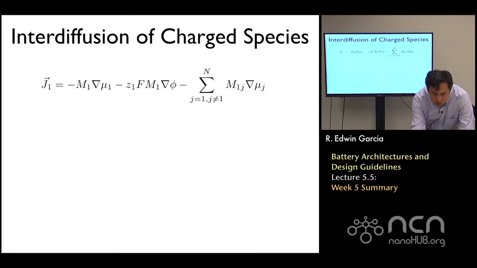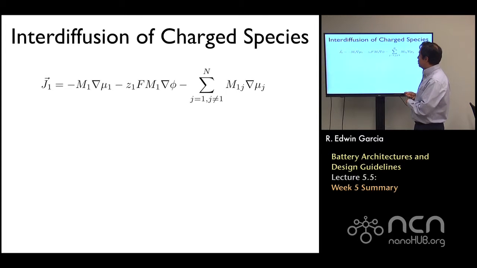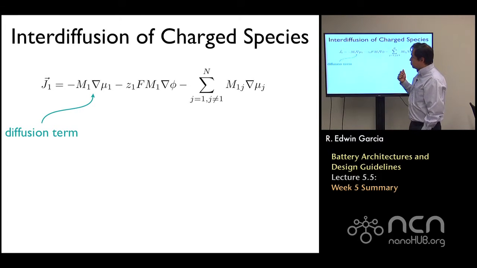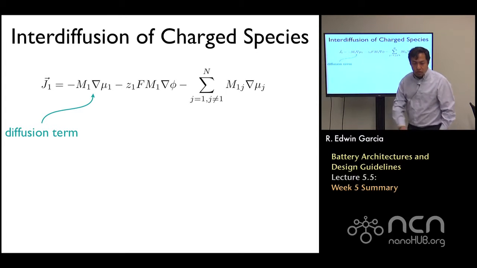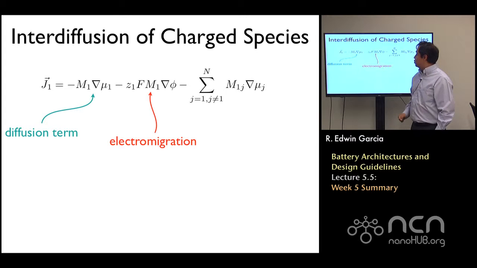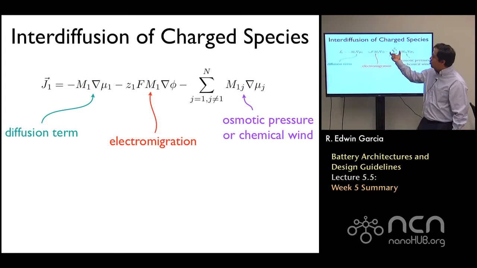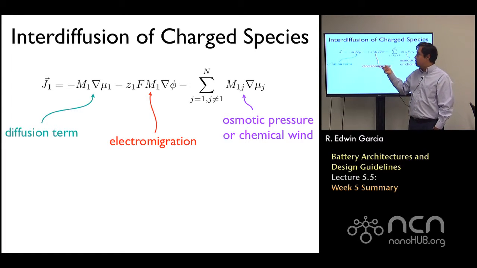Then, of course, we went back and tried to put all the different pieces together as we have been describing them in these 5 weeks. And here you have, by using theory of reversible thermodynamics, terms such as a diffusion contribution, an electromigration contribution, and an osmotic pressure or chemical wind contribution that allows you to basically assess the contribution for every single driving force in the limit of small deviations away from equilibrium.